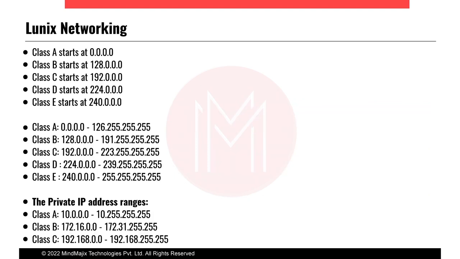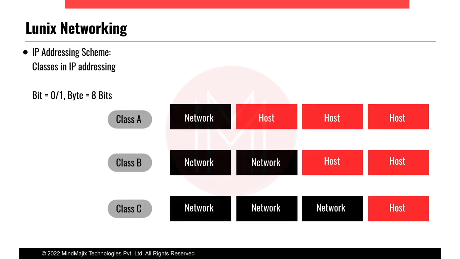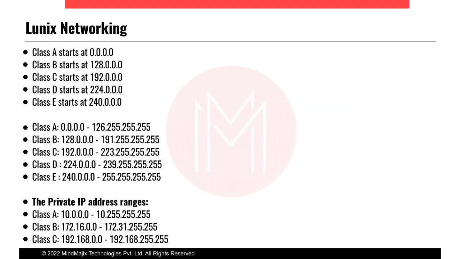I'll share the class starting points and class ranges, and what the private and public IP addresses are. Class A starts from 0.0.0.0. The IP address scheme runs from 0.0.0.0 to 255.255.255.255, which is the last point of the scheme. This is IPv4 only. IPv6 consists of different ranges.